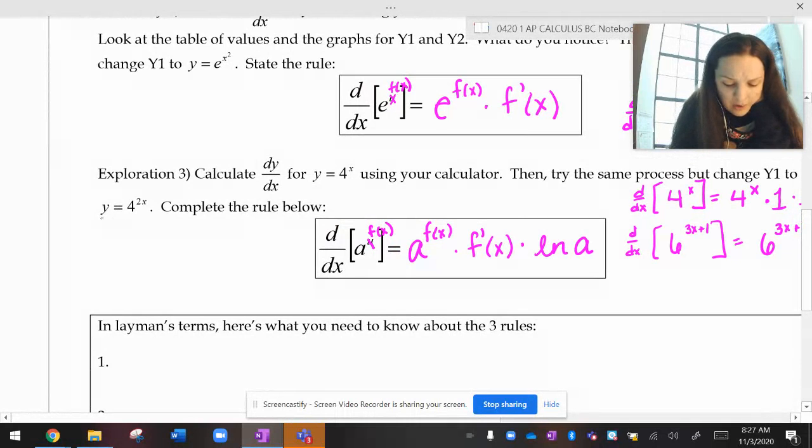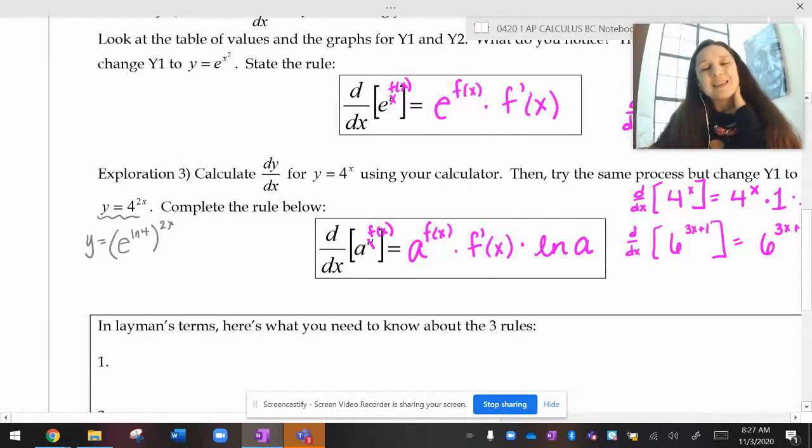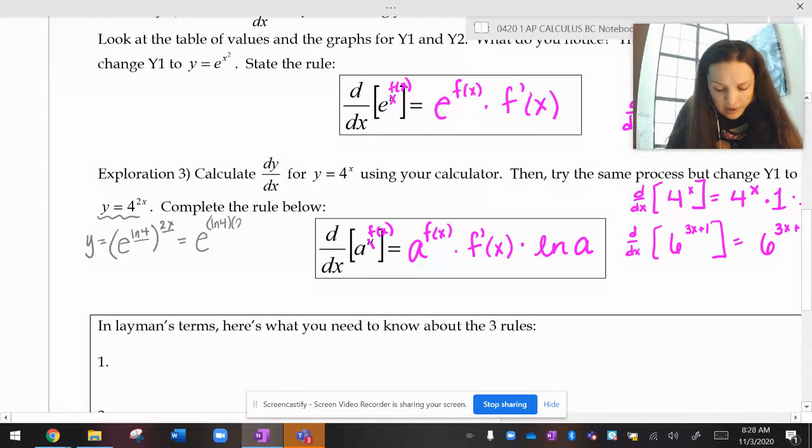So let's say I have y equals 4 to the 2x. What I could do is rewrite that as y equals e to the ln 4, all to the 2x, because e to the ln 4 is 4, right? e to the ln 4 is going to be 4. So all I did is rewrite 4 in a different form. And then I'm going to use the exponent laws to say if I raise a power to a power, I can multiply the exponents. So this is e to the ln 4 times 2x.